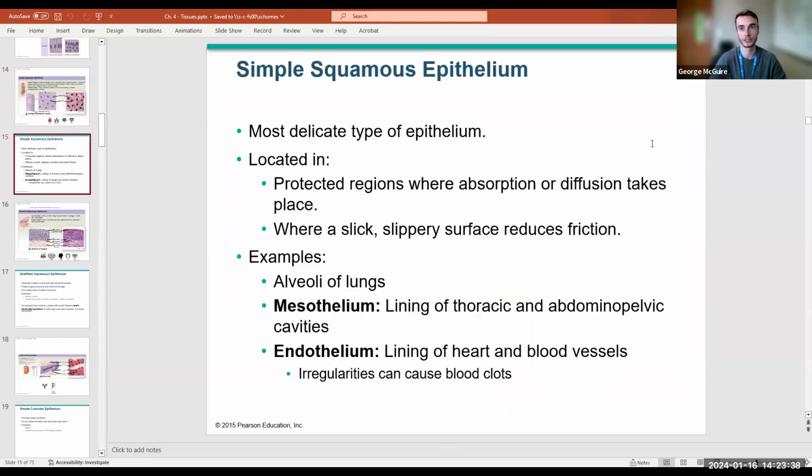So this is our most delicate because they're thin, located in these slick areas with a little bit of friction. Again, like linings of places like the alveoli of the lungs, linings of our thoracic and abdominopelvic cavities. So those are the spaces within our body where organs are rubbing against each other. And then the linings of our vessels of the heart and blood.